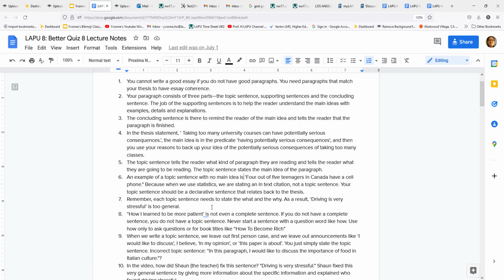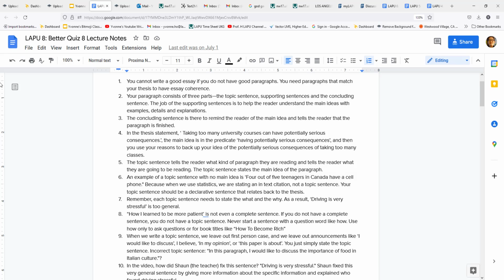Remember, each topic sentence needs to state the what and the why. As a result, driving is very stressful. So remember, when we did the thesis statements, you needed to have a what and a why. Well, your topic sentence also needs to have a what and a why. The only difference between a thesis statement and a topic sentence is that in a thesis statement you have 3 reasons, whereas in a topic sentence you just have 1 reason, because each of the reasons in your thesis statement equals 1 reason of your body paragraph, you see.